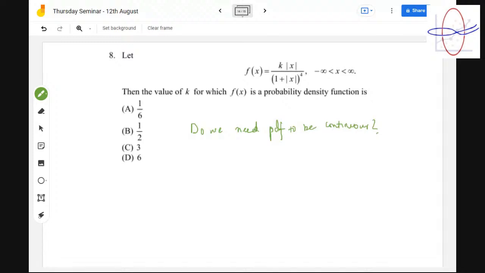Abhirup, please unmute yourself. What is the definition of PDF given in the class? Wait, okay. What is the definition of PDF for a random variable? And what is the definition of a CDF of a random variable? Yeah? What is the definition of a CDF? Speak up.